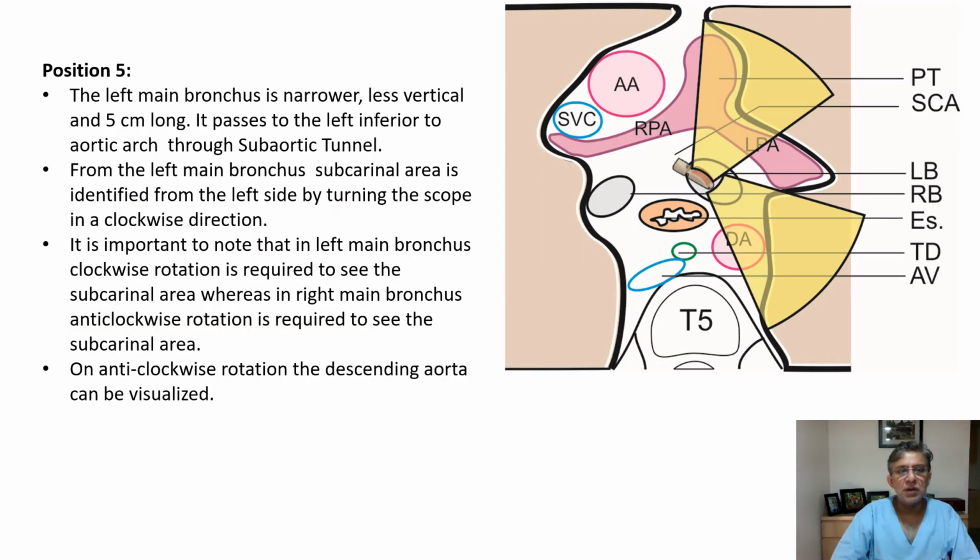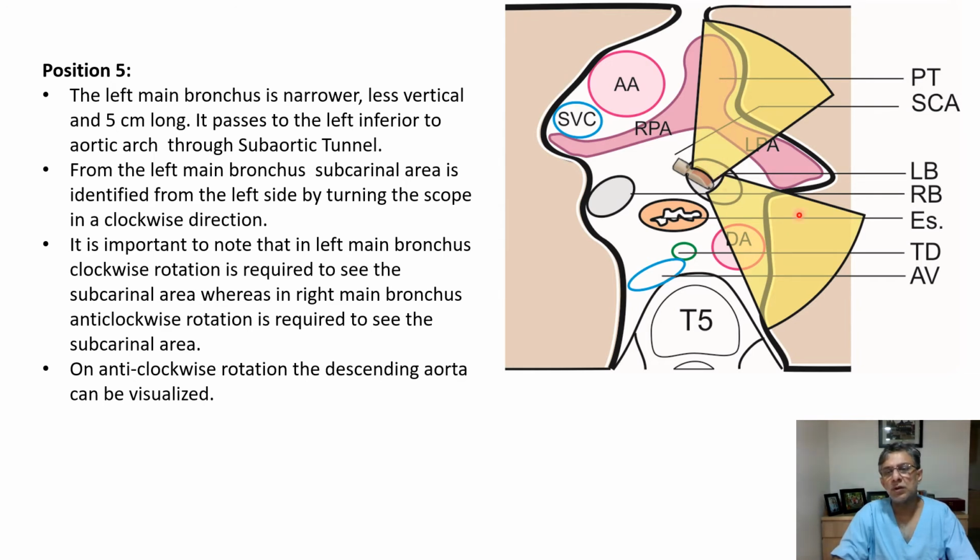The left main bronchus is narrower, less vertical, and 5 centimeters long. It passes to the left, inferior to the aortic arch, through the subaortic tunnel. From the left main bronchus, we can see the subcarinal area by turning the scope in a clockwise or anti-clockwise direction. If you want to see the subcarinal area from the left main bronchus, you do clockwise rotation. From the right main bronchus, you do anti-clockwise rotation, and on anti-clockwise rotation we can see the descending aorta, as you can see. This is the rotation when you are doing it through this scope.